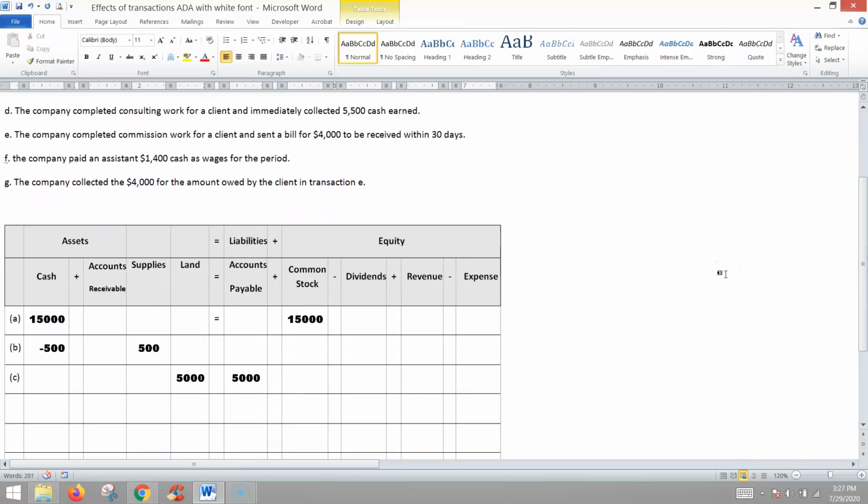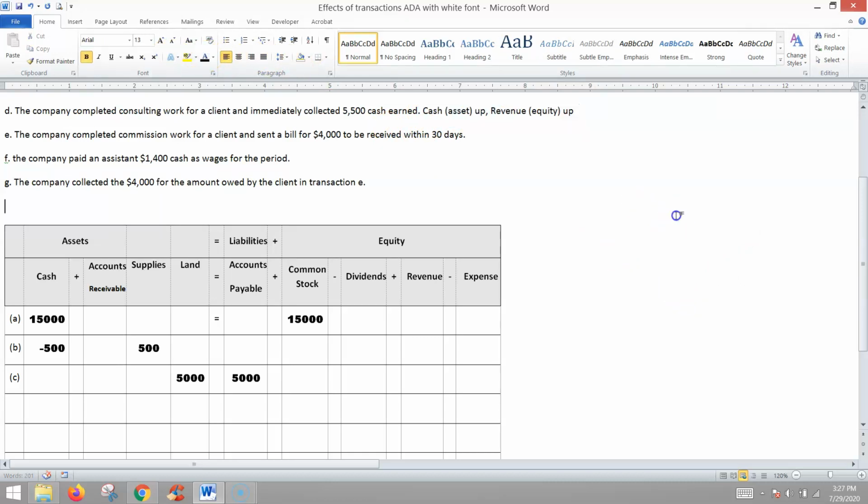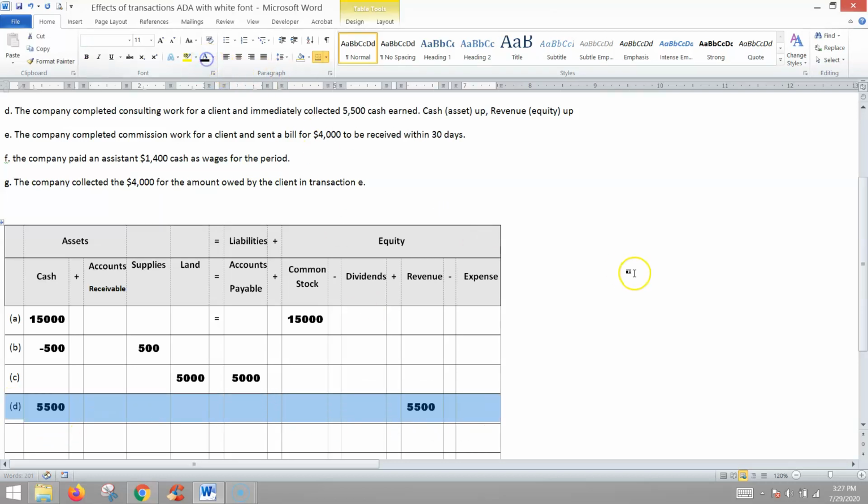On D, the company completed consulting work for a client, so that's how we earn our revenue, and immediately collected $5,500 cash earned. So the accounts that are affected are cash, which is an asset, it's increasing, and revenue is an equity account, it is also increasing. So we're going to add $5,500 to our cash column, and we're going to add $5,500 to our revenue column.